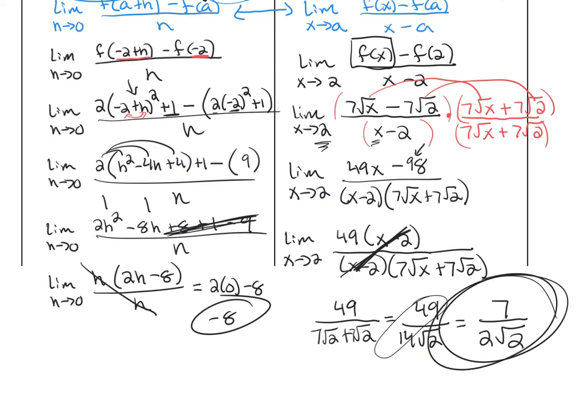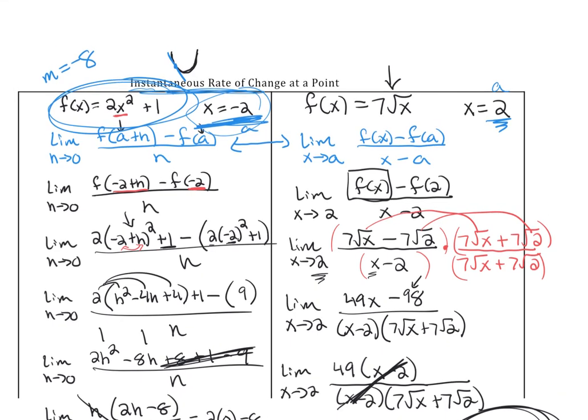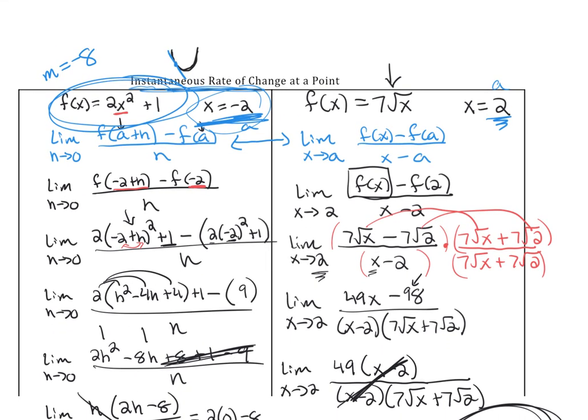All right, once again, all that work, what did we just do? 7 over 2 square roots of 2. This function at this x value has a slope of that, or an instantaneous rate of change. Whew. So there's a lot to keep track when you're finding instantaneous rate of change using the limit definition.